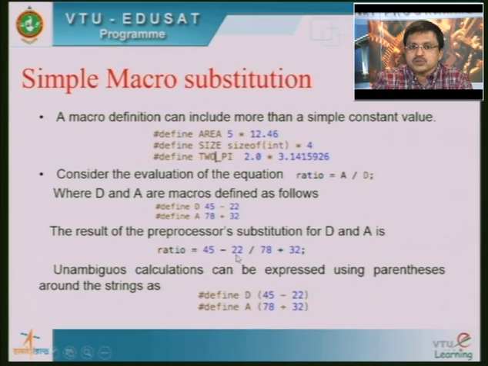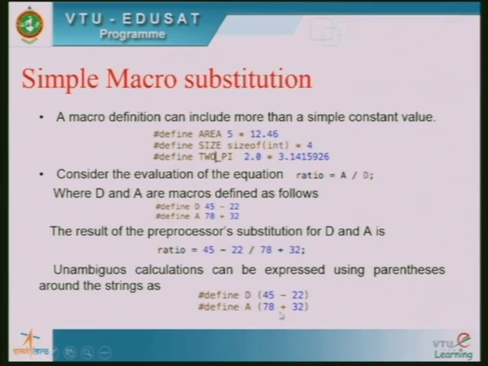So, what is 45 minus 22? It is defined as d, 45 minus 22. Whether you want this, or you wanted 45 minus 22 as a whole and then divided by 78 plus 32, depends on what you want. If you retain this as it is, 22 by 78 gets evaluated first, and if that is not what you wanted, you need to use parentheses. So, make use of parentheses if you do not want any ambiguity.